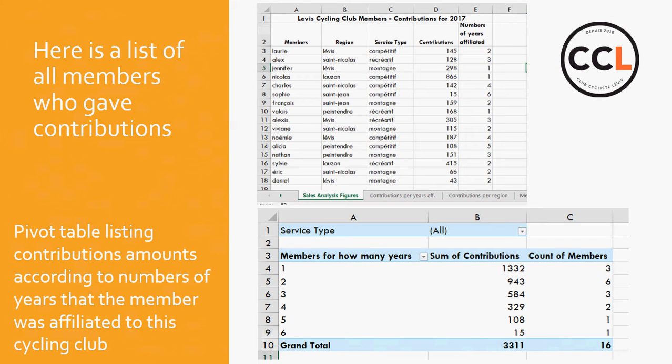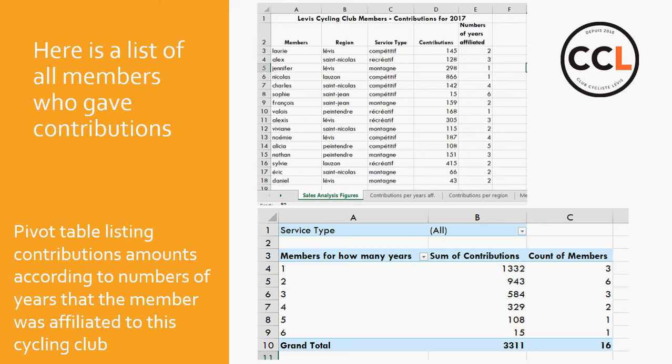Okay, so to start off, the Levy Cycling Club wants to increase its promotion to gain more contributions from its members because it needs financing to pay for the Canadian Championship. Indeed, the manager went over last year's data to notice which cyclists give more money and where they come from.